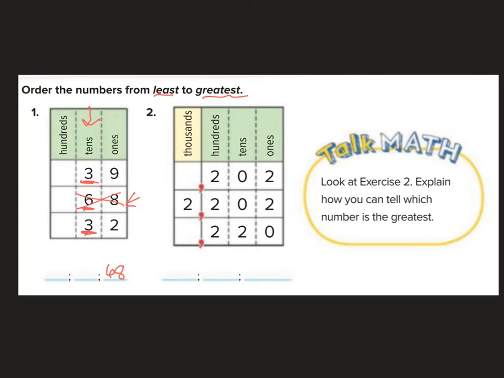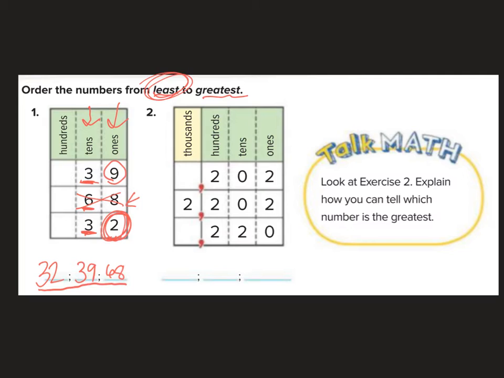Okay, but the last two numbers both have 3s in the tens, so let's move over and compare the ones. This number has 9. This number has 2. So what's the least? That 2 is the least. So 32 is going to come first. Then 39. And lastly 68. So that's comparing from least to greatest.